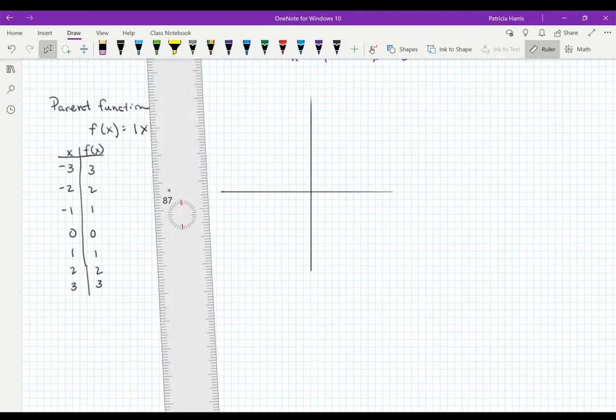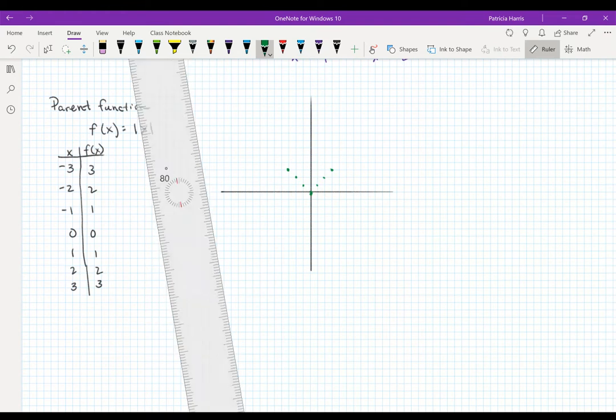Okay. All right, so the first thing I'm going to do is graph the points. Okay, so -3, 3, -2, 2, -1, 1, 0, 0, 1, 1, 2, 2, 3, 3. Okay, so I'm going to connect the dots, but I'm also going to extend them so we can see a complete graph.